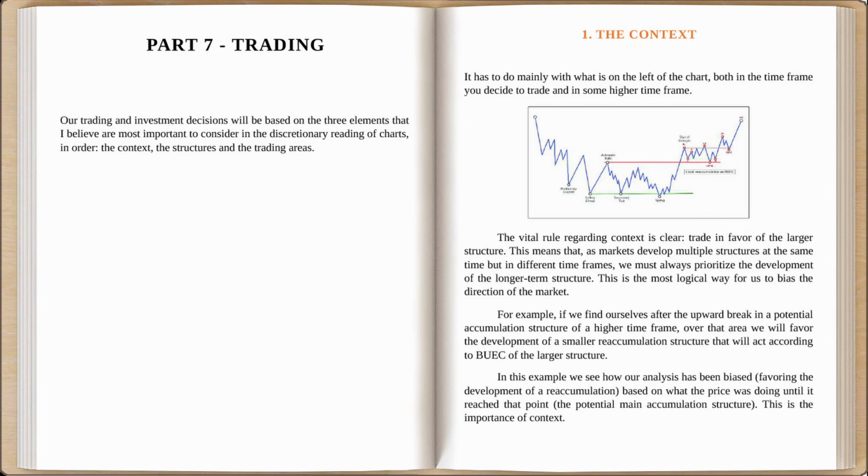For example, if we find ourselves after the upward break in a potential accumulation structure of a higher time frame, over that area, we will favor the development of a smaller reaccumulation structure that will act in favor of the larger structure. In this example, we see how our analysis has been biased favoring the development of a reaccumulation based on what the price was doing until it reached that point, the potential main accumulation structure. This is the importance of context.